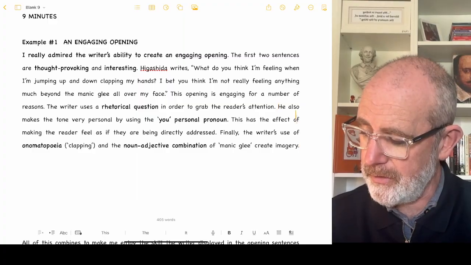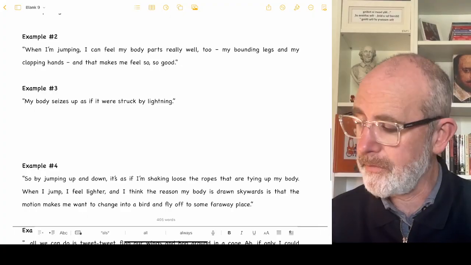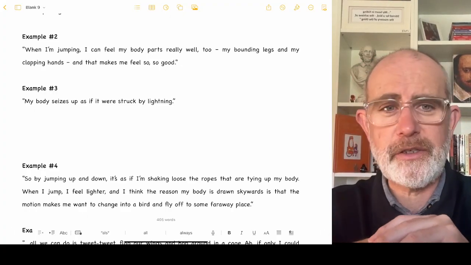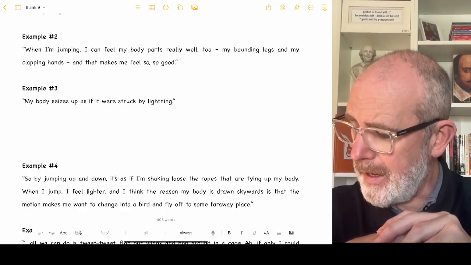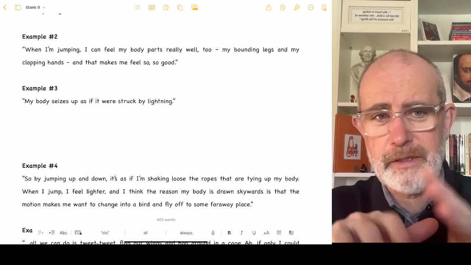I said I was going to do 7. I'm actually going to do 5. I'll do the rest of them really quickly. Have a look at this example and ask yourself, does this contain anything in terms of language or imagery that's interesting?